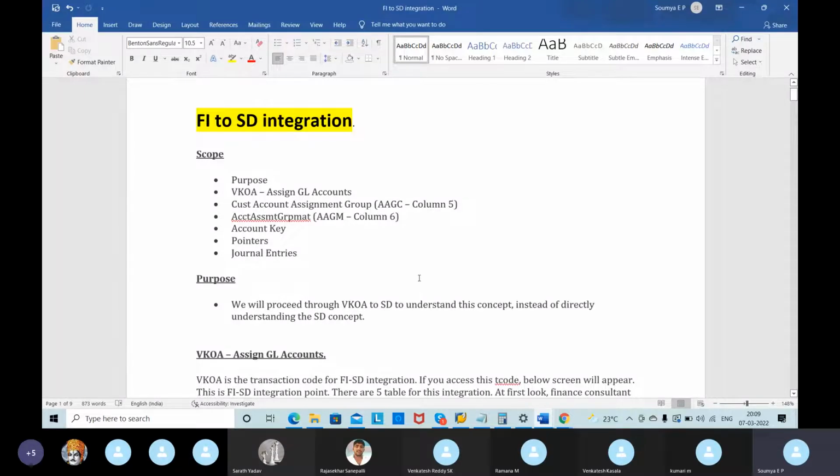FI to SD integration. There are a few steps: the scope and purpose, why we need to understand FI to SD integration and how, VKOA assigning GL accounts, customer account assignment management, AAGC and AAGM columns 5 and 6, accounting key, a few points, and journal entries. The purpose is that we will proceed through VKOA to understand the SD concept instead of directly understanding SD. FI to SD integration happens with the T code VKOA.